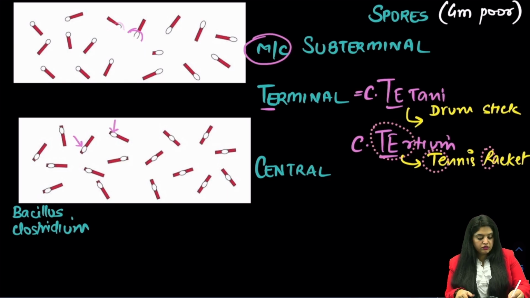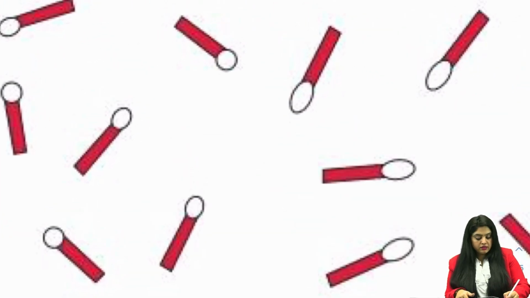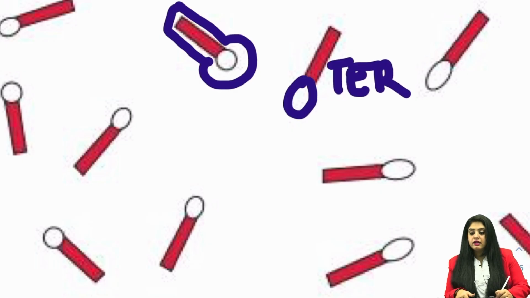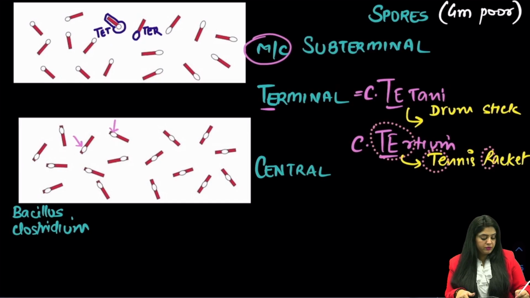So look, now look at these pictures. If I zoom in, you can very well see this one is looking like a drumstick, it is round. This one is looking like a drumstick, and this is oval, so this is looking like the tennis racket. So this will be tertium and this must be tetani. Simple. Try to simplify things. Nothing is tough.